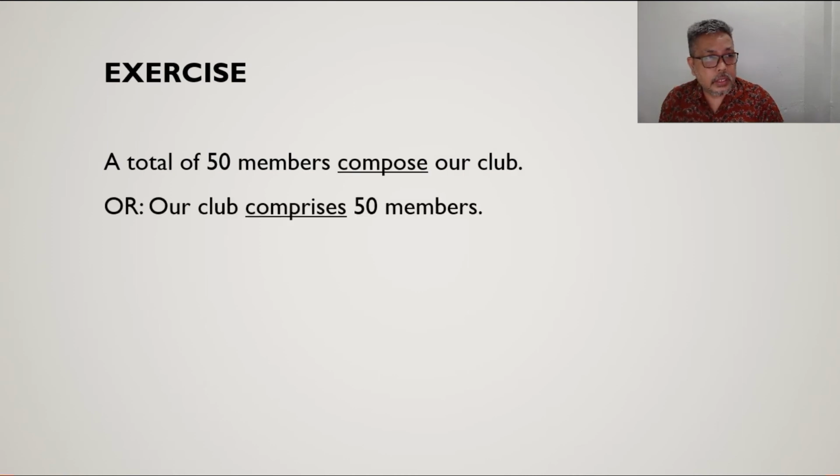The correct answer is compose. Why? Because we're starting with the parts before the whole. So the parts are 50 members, the whole is our club. So a total of 50 members compose our club. Or you can say it like this. You can start with the whole, which is club, followed by the parts, which is 50 members. So our club comprises 50 members.